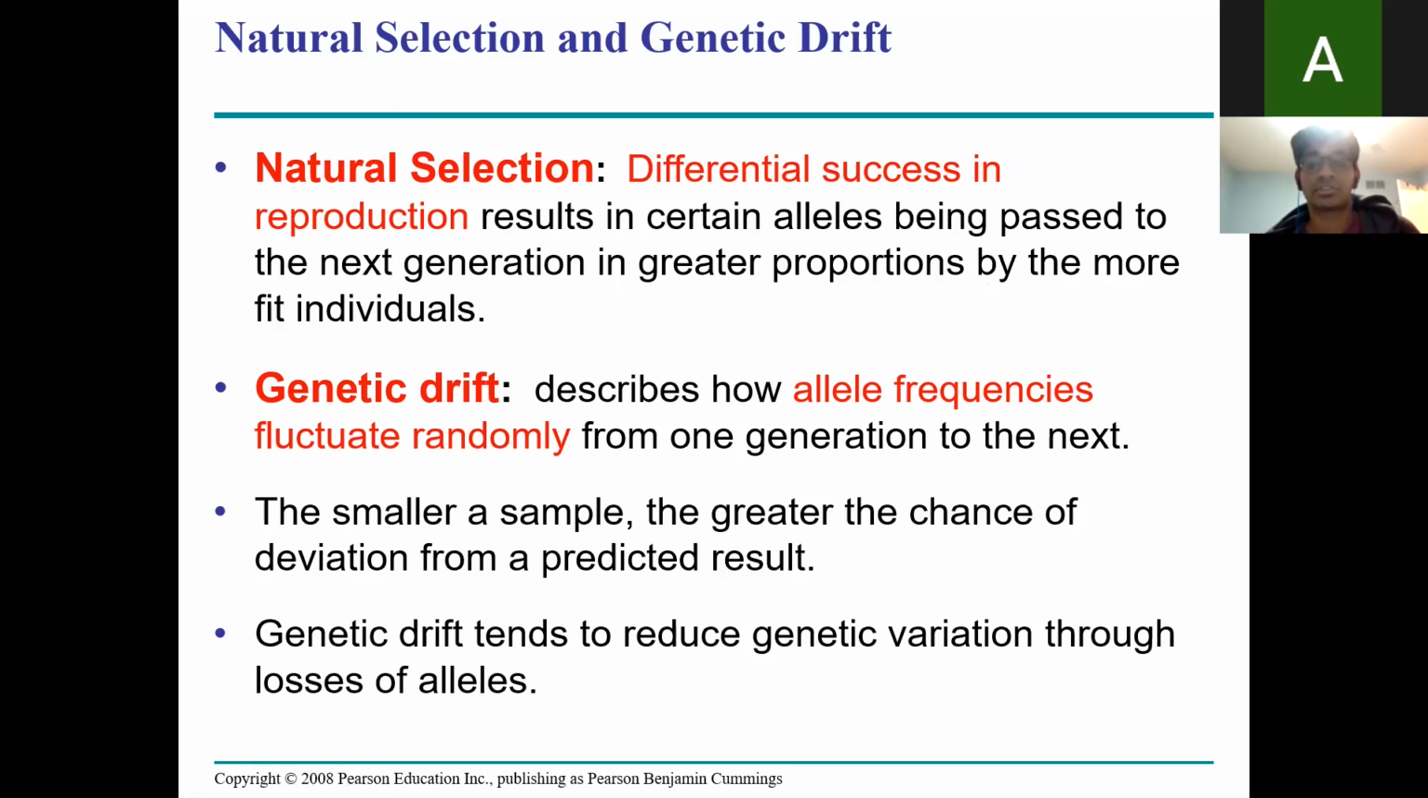Genetic drift describes how allele frequencies fluctuate randomly from one generation to the next. In a smaller sample, the greater the chance of deviation from a predicted result. Genetic drift tends to reduce genetic variation through losses of alleles.